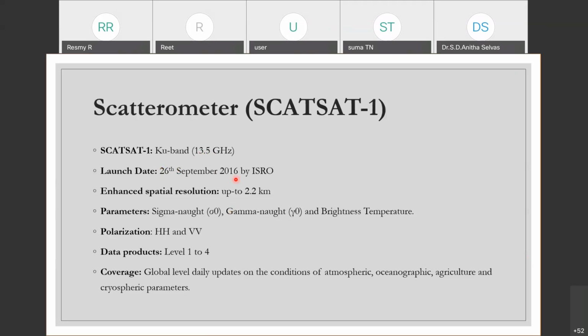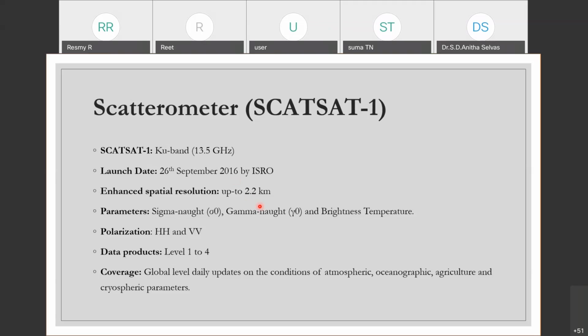The SAR, if you remember, when I was talking about the synthetic aperture radars, the resolution was in the range of 20 meters, 10 meters, and even the commercial satellites are available at 2 meters, 1 meter ground resolution. But this scatterometer is available at a much lower resolution, and even if we enhance the resolution, we achieve a few kilometers of resolution. So here we have 2.2 kilometer.